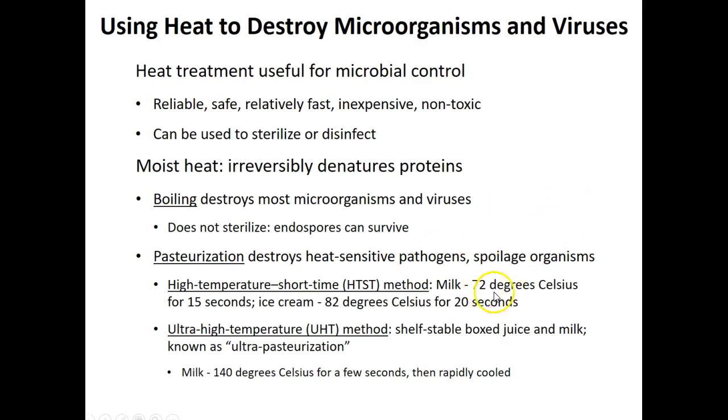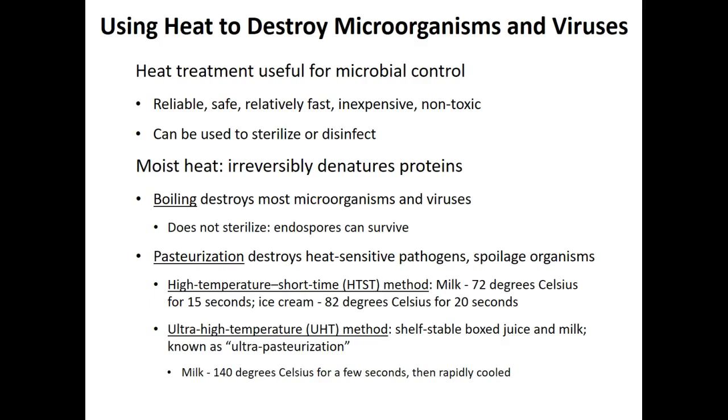You can see milk usually is heated to 72 degrees Celsius for a very brief 15 seconds, and ice cream to 82 degrees for roughly 20 seconds. Now, it's not essential that you remember the timing for either milk or ice cream, but I do want you to keep in mind that this high temperature short time method, once again the HTST method, is a form of heat used to control growth of pathogens, and that it falls underneath the category of pasteurization.